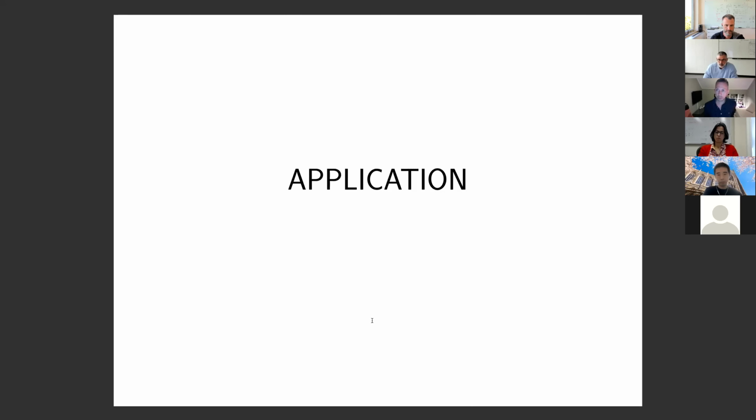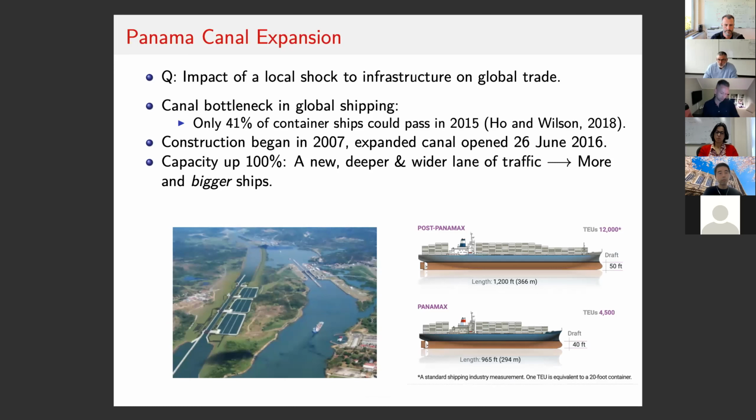Okay, so given our route planner, I'm going to turn the attention to the Panama Canal. To remind you again, the question here is: we get this local shock to the global shipping network. How does this affect global trade? We think that the Panama Canal expansion is a nice experiment. It was really a bottleneck before the expansion in 2016. In 2015, only 40 or 41% of container ships could actually pass the canal because it was very outdated compared to modern container ships.